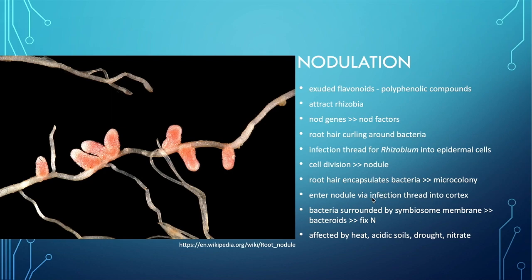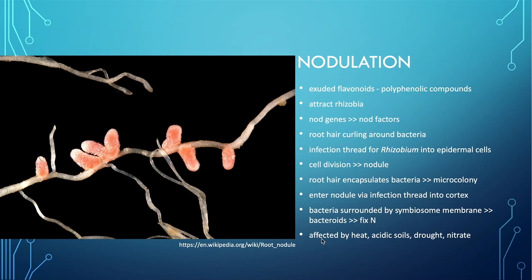So an infection thread is formed as well within this process, and what this means is that the bacteria can actually enter into the root cortex. They transfer around the plant cells. The bacteria then become surrounded by the symbiosome membrane. So basically they get protected in this lovely membrane that forms around the bacteroids. The bacteroids are bacteria after they have their cell walls stripped off. They basically change in shape and change in function the moment they become symbiotic. So these bacteroids then fix the nitrogen.